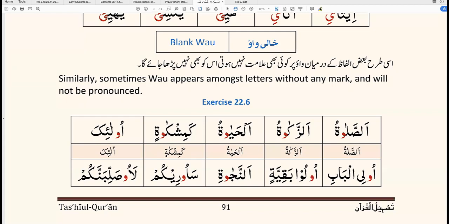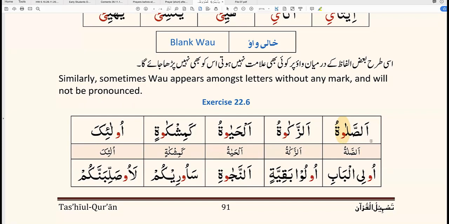Now I can show you here. There, this wow in red, it's sitting there in between all these other letters, but it has nothing on top of it. No sukoon, no tashdid, no other harakat, no stroke. It's just sitting there on its own. When you see such a wow, it's known as a blank wow, and you basically ignore it.